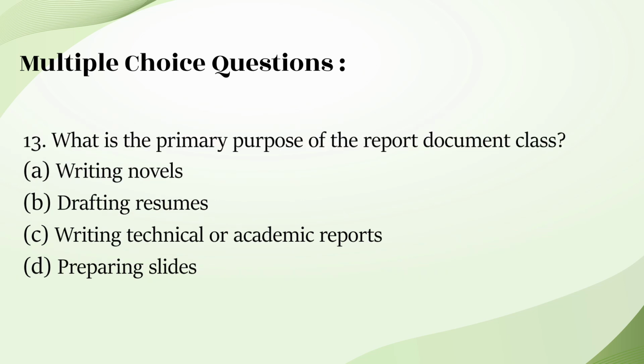The next question is, what is the primary purpose of the report document class? Options are option A, writing novels, option B, drafting resumes, option C, writing technical or academic reports, and option D, preparing slides. The primary purpose of the report document class is writing technical or academic reports. So the correct option will be option C.